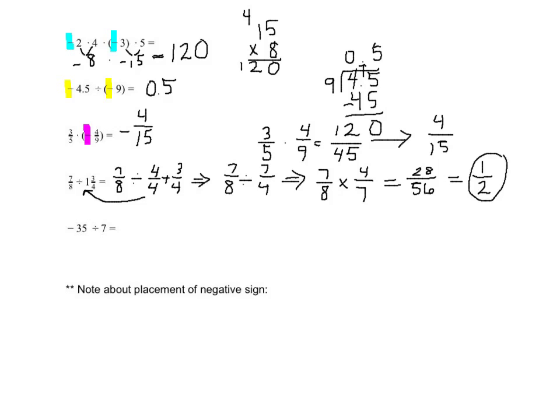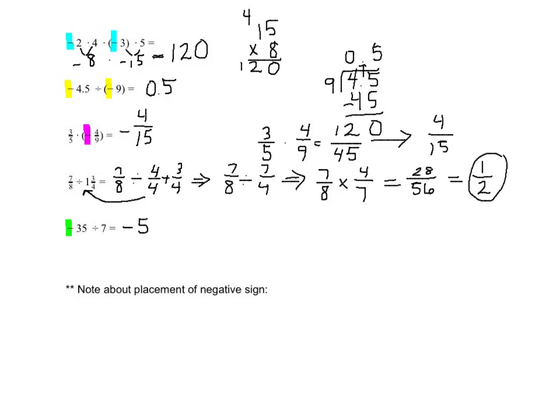All right, we have one more question left. We have negative 35 divided by 7. Let's highlight that negative sign so we don't forget it. And because we only have one negative sign, our answer will be negative. So I'm going to write that in immediately. Now, some of you might be able to do mental math for this one, knowing that 35 divided by 7 gives you 5. If so, that's great. Others of you might need to write it out, but 35 divided by 7 is 5, and it's going to be a negative 5 because of that negative sign.